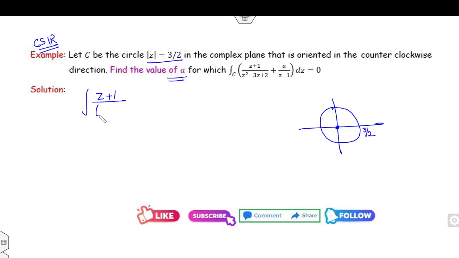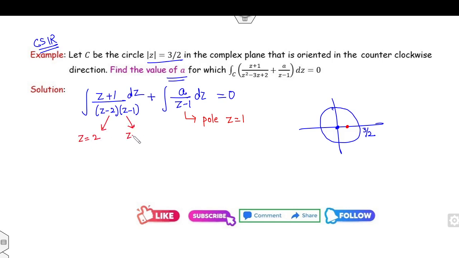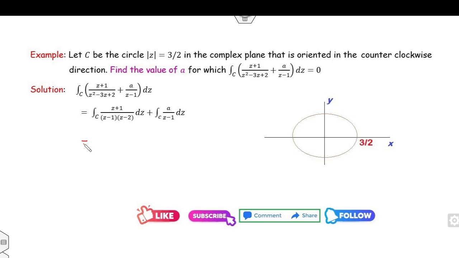So I make its factors below: z minus 2, z minus 1, plus a over z minus 1. Now again, what are the poles? The pole is z equal to 1 and it lies inside the circle. In this case, one pole is 2 and the other pole is 1. The point 2 lies outside the circle, and 1 lies inside the circle. Fine. So how can you solve this?